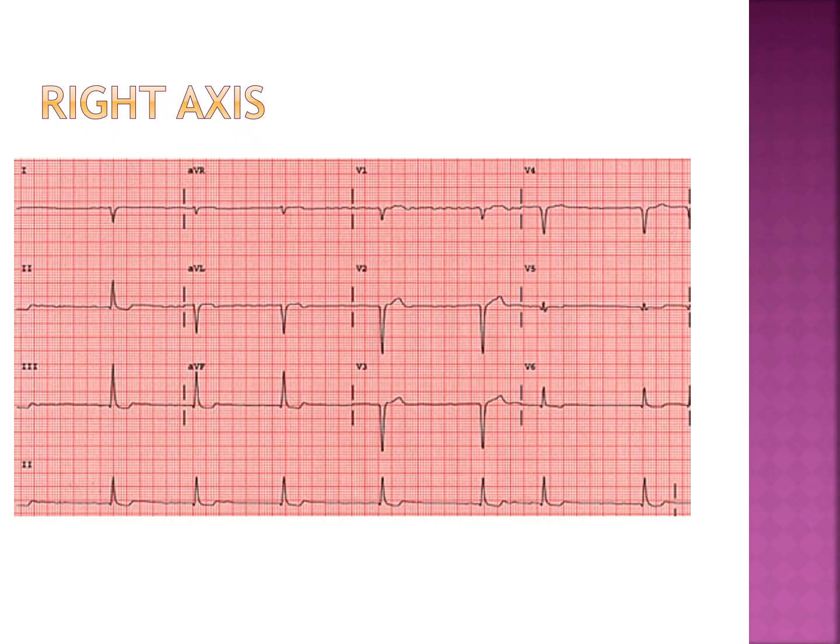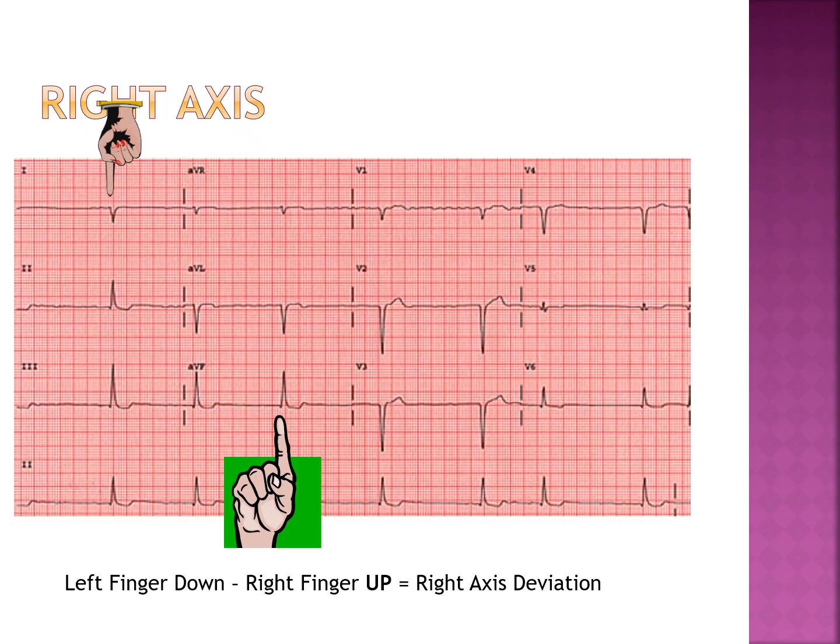So look at lead 1, and the deflection is going down, and look at AVF and know that it's going up. Now ask yourself, which finger is pointed upward? So if your left finger is pointed down and your right finger is pointed up, that's telling you you have a right axis deviation. In a normal axis, both fingers are pointing up. In a right axis deviation, only the right finger is pointing up. So left finger down, right finger up, you have a right axis deviation.